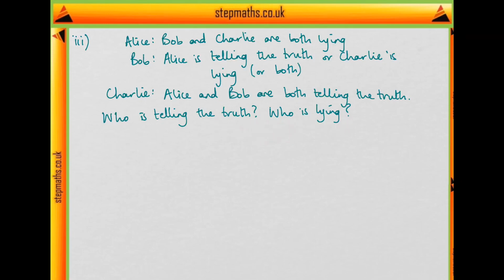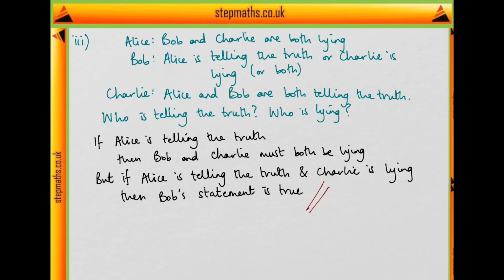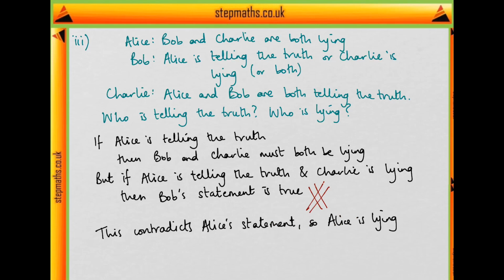Okay, so let's suppose that Alice was telling the truth. Then what would happen? Well, then her statement that Bob and Charlie are both lying must be true, right? So that would suggest that Bob and Charlie really are lying. But look at what Bob says. Bob says that Alice is telling the truth, or Charlie is lying, or both of these. And we have that Alice is telling the truth and Charlie is lying. So Bob's statement is actually true. And so that gives us a contradiction. And so it must be that Alice is actually lying.